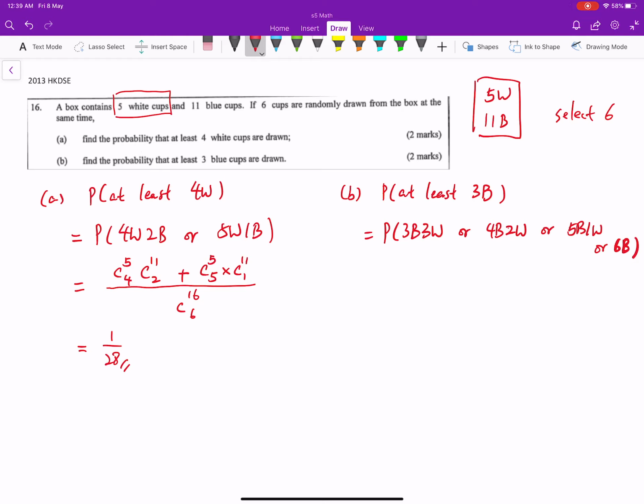So here, actually, we try to get the blue cups, and from part A, we get the white cups. So we may try to look at the opposite of this one. Let's look at the white one. Here we have 3 white, 2 white, and 1 white, and 0 white for the last one. So what's the opposite? You get 4 white, 5 white, or 6 white, right? So if we use the opposite, 1 minus P, we get 4 white. Then if you have 4 white, you have 2 blue, right? Or 5 white, 1 blue, or 6 white.